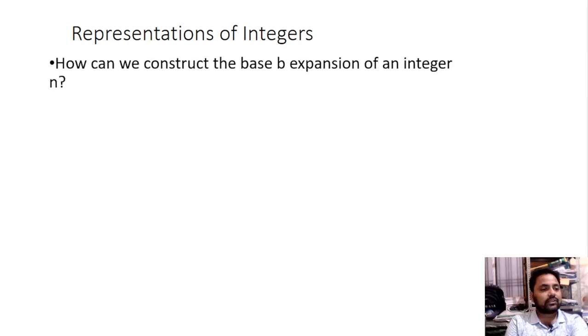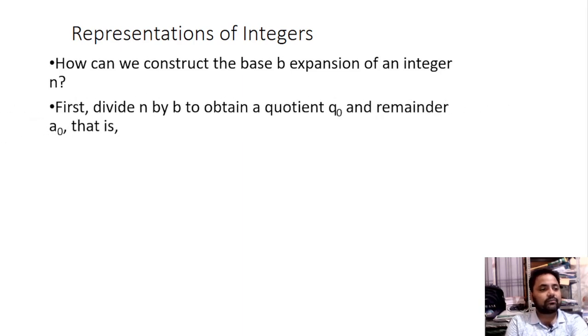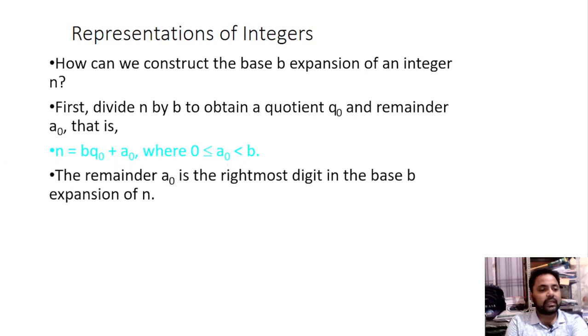Representations of integers. How can we construct the base b expansion of an integer n? First divide n by b to obtain a quotient q_0 and remainder a_0, that is n = b q_0 + a_0, where a_0 is greater than or equal to 0 and less than b. The remainder a_0 is the rightmost digit in the base b expansion of n.